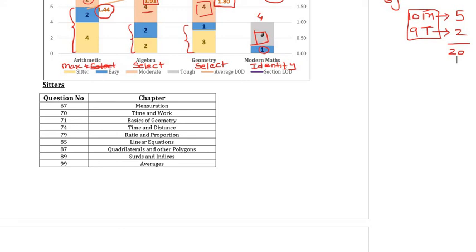So these are the kind of questions that you need to ask yourself for each of these easy questions, and then sit with your mentor or faculty and understand where you could have changed your approach so that you identified these questions and attempted them.